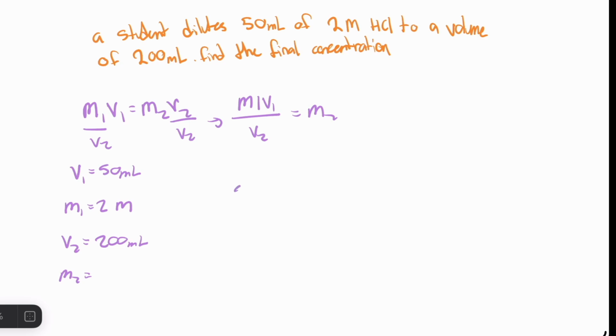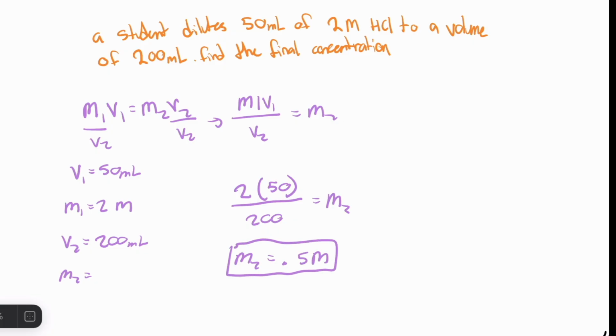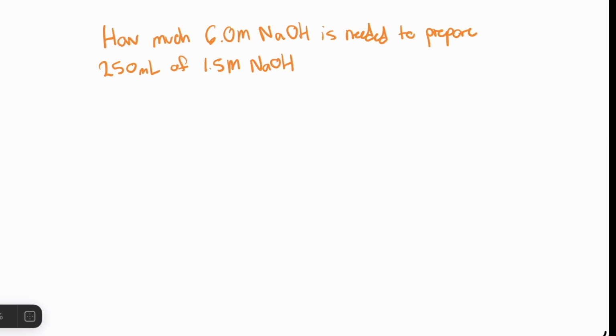M1 we said was 2, V1 is 50, V2 is 200, and that'll give us our answer for M2. When we do this math, we will see that M2 is equal to 0.5 molar. Now if you want to check your work, you can plug M2 in for this equation and see if they equal each other. Let's look at another problem. How much 6 molar NaOH is needed to prepare 250 milliliters of 1.5 molar NaOH?